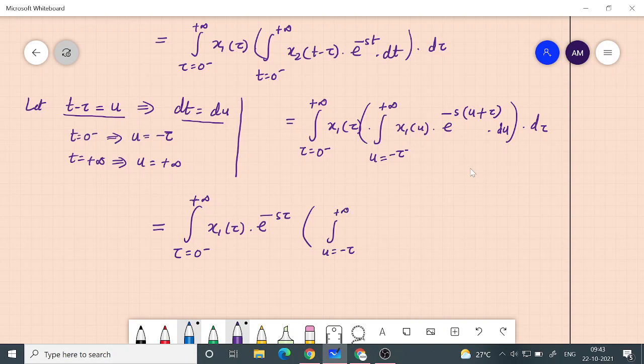To be more exact, it will be tau minus. Okay, this will be tau minus. This one also will be tau minus. That will matter only if there is an impulse or something like that at that starting location, or tau. Otherwise, even if you don't put it, it's okay. So what we have is x1 of u into e raised to minus su du into d tau. So this is what we have.